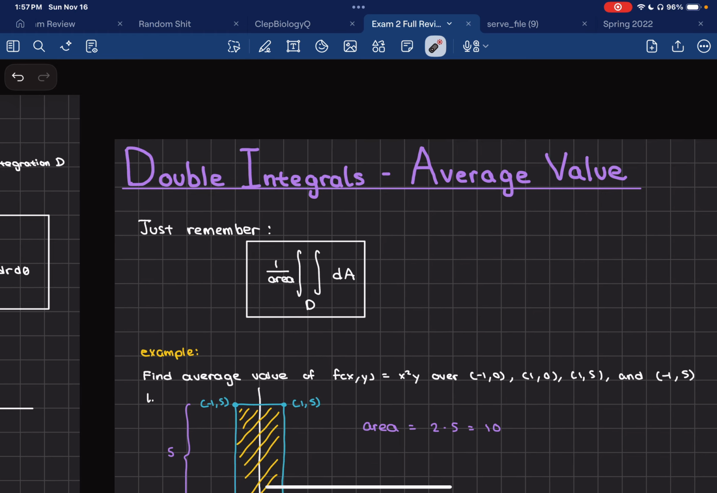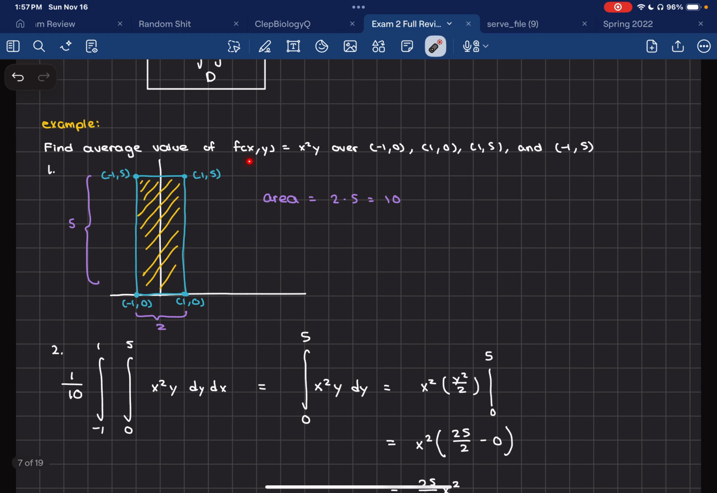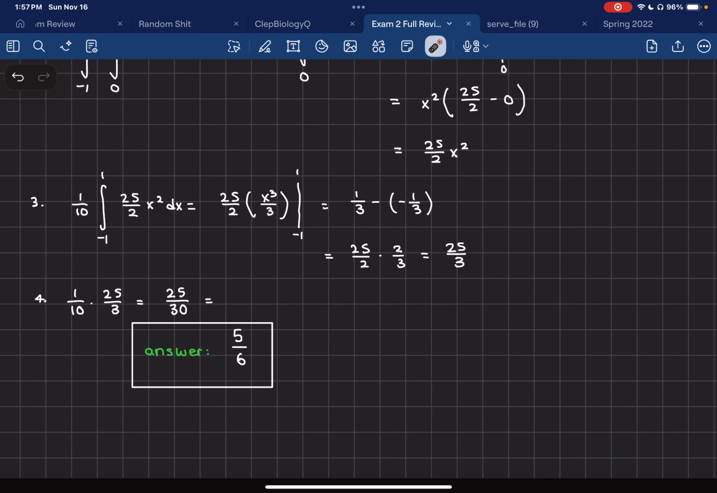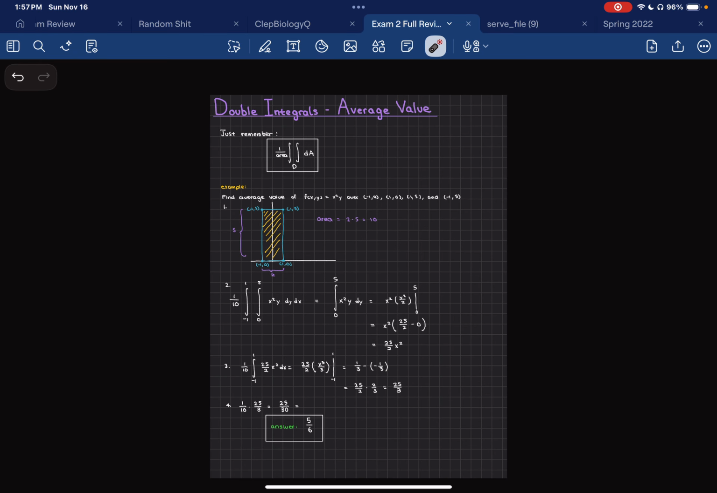So for example, if I had the area of this rectangle here, you know the area in this case is 2 times 5, which is 10. So all you simply do is evaluate the rest of the integral, and at the very end, you multiply by 1 over 10, divide by 10, you simplify, get your answer 5 over 6. That's all average value is, just dividing by the area.